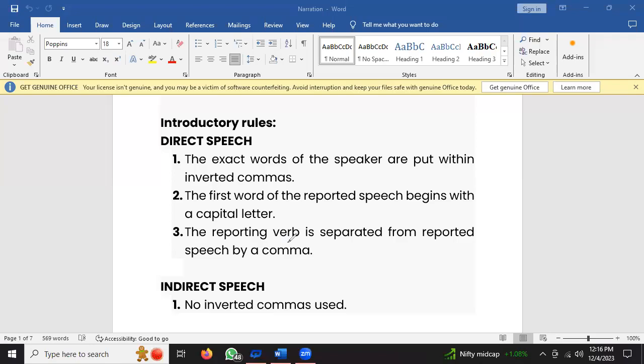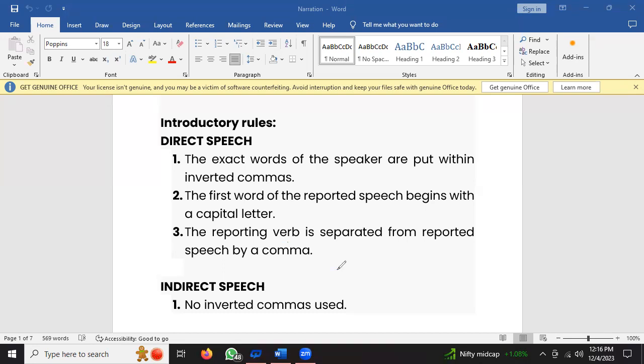So these are introductory rules of how we can identify direct speech, right? There are 3 rules written. One of the rules is that the exact line of the speaker is put under inverted commas. Second rule is that the first letter inside the inverted commas will always be capital, and reporting verb and reported speech are separated by a comma.